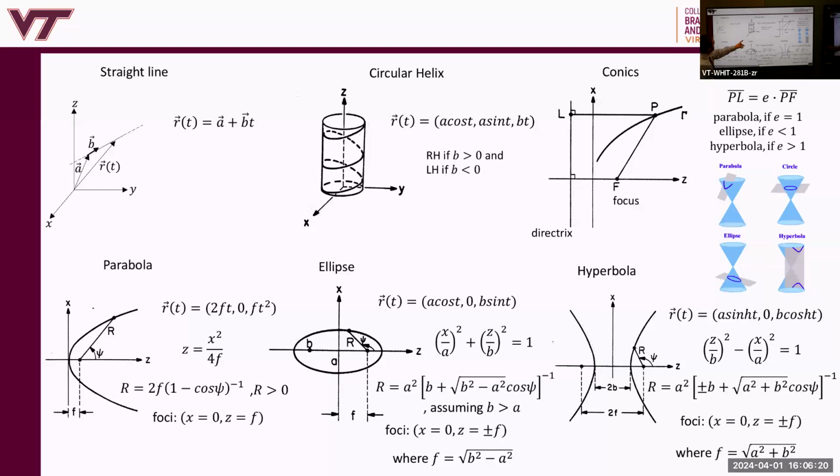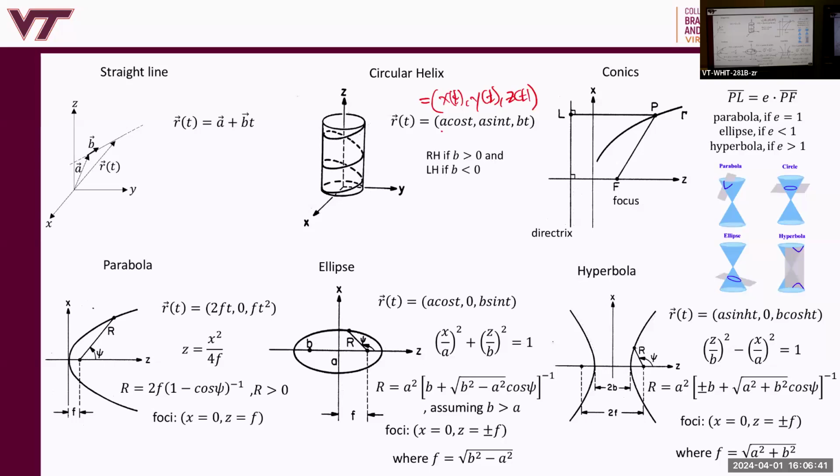Or you can parameterize a helix in the following way. R of t is equal to a cosine of t, a sine of t, and bt. These are the x, y, z components as a function of t. So this is equal to x of t, y of t, z of t.